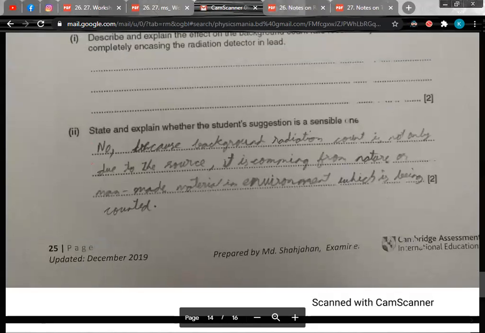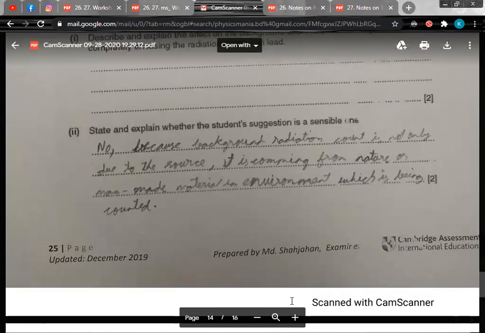Next question. State and explain whether the student's suggestion is a sensible one. What do you think? Is it sensible? No, sir. Can you read what you wrote? Yes, sir. No, because background radiation count is not only due to the source, it is coming from nature or man-made material in the environment which is being counted.